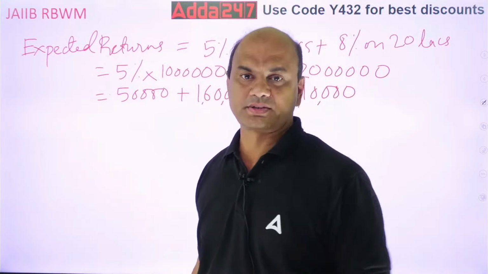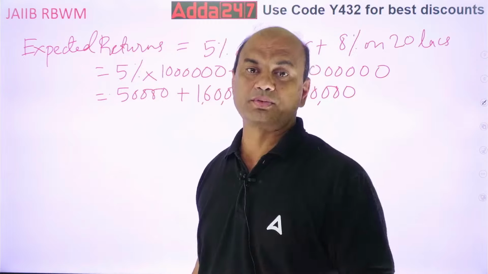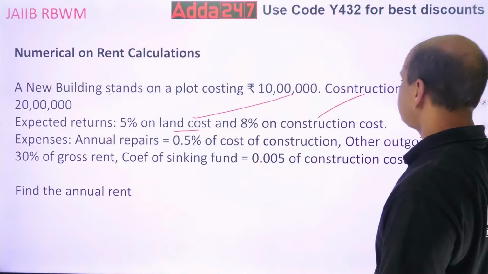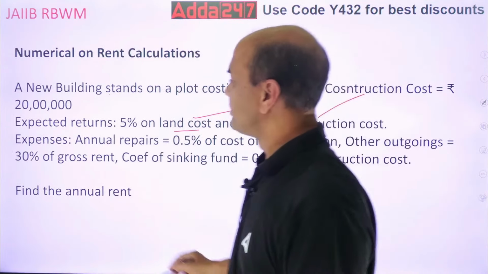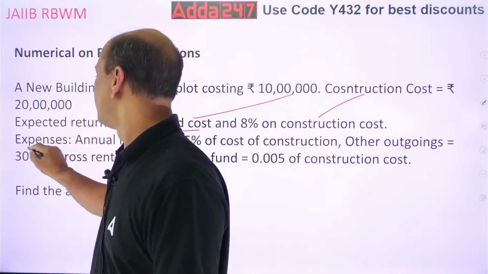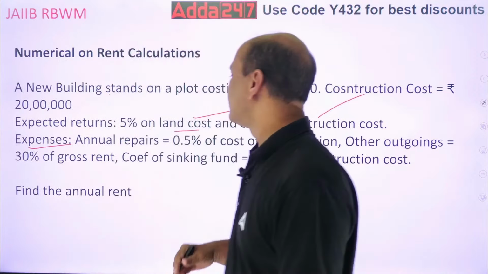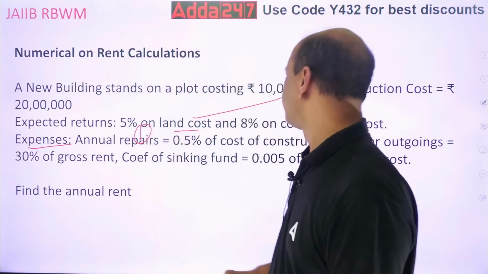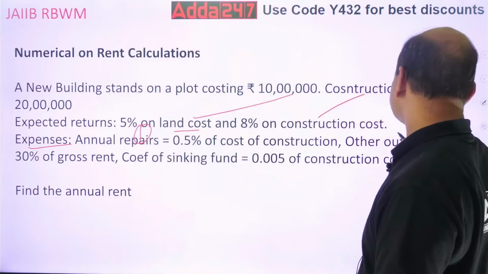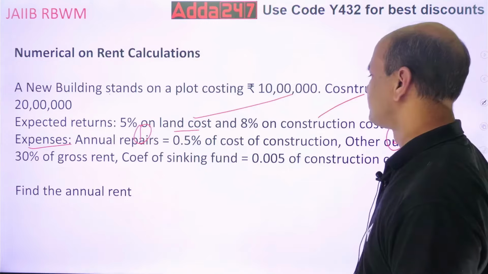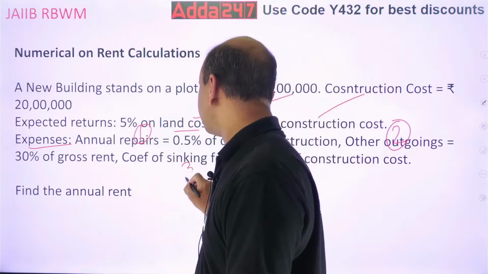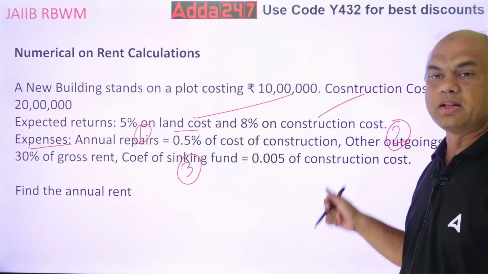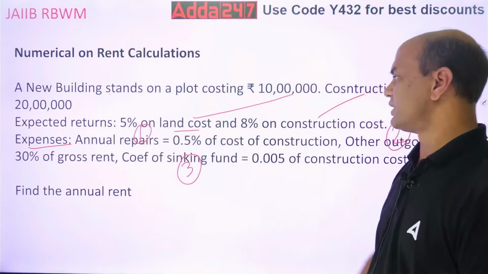Now, what are the outgoings? Outgoings means money going out. What are the expenses? How many are there? Annual repairs, 1. Other outgoings, 2. And coefficient of sinking fund, 3. Kindly note that all these 3 outgoings are there.